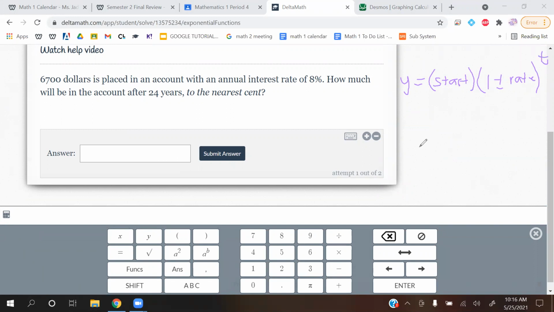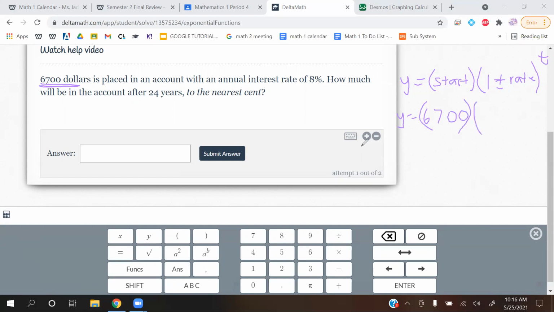Okay, so this is the format that we have for all of these exponential type functions, and let's fill it in. So y is equal to the starting number. How much does this person start with? $6,700 was placed in the account. So you're going to start by putting that $6,700 into the account. That's my start number.